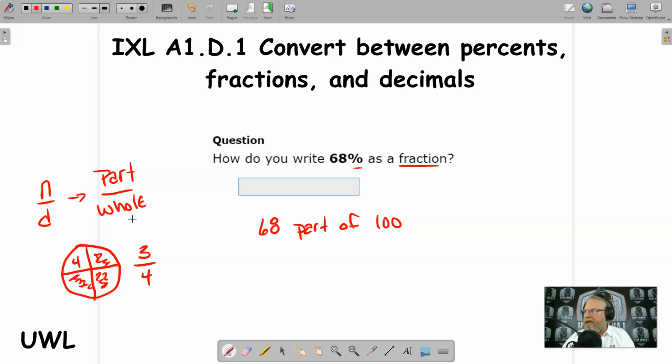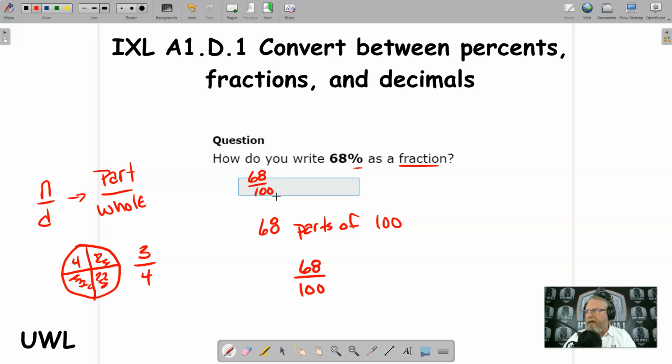So let's take this concept of parts and whole: 68 parts of 100. The parts goes at the top, and the whole goes at the bottom, which is 100. So we would write this as 68 over 100. Now, 68 and 100 are both even numbers. We could simplify this. IXL, I believe, on this activity will let you write it as an unsimplified fraction, so you could just put 68 over 100.